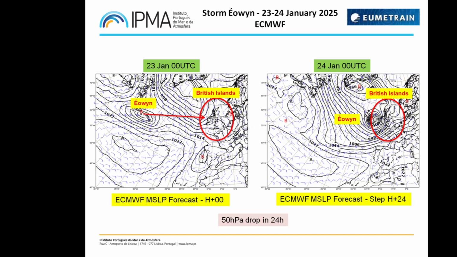So here you can see the ECMWF forecast portraying the pressure drop of the low and its fast movement towards the British Isles. And the British Isles are highlighted with the red circle for better reference.